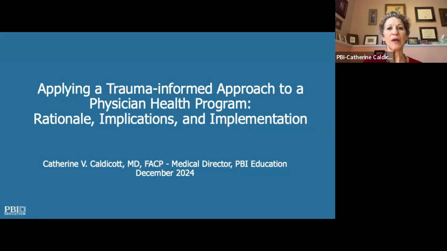Just a couple of words about the vocabulary I'm going to be using. I'm going to use the generic term clinician to denote any healthcare professional you might be working with. I'm also going to use the general abbreviation of PHP, even though I know not all of you work with the PHP, and also Maryland has a professional rehabilitation program, a PRP. But for simplicity's sake, I'll just be using those terms.